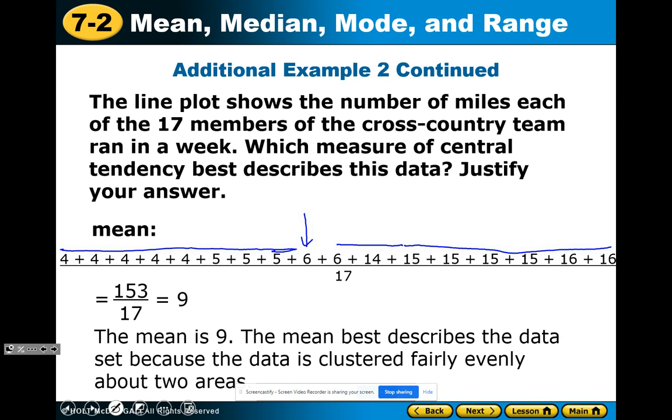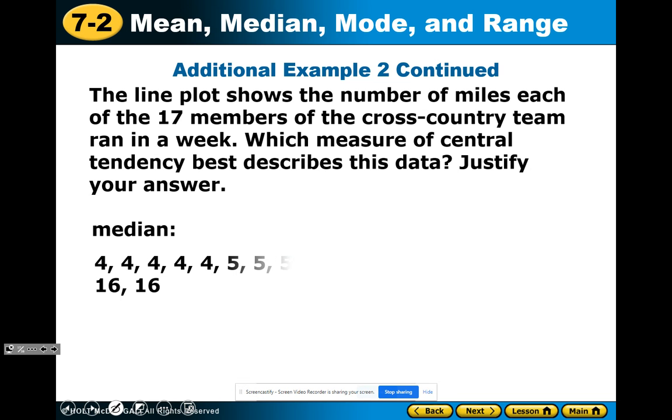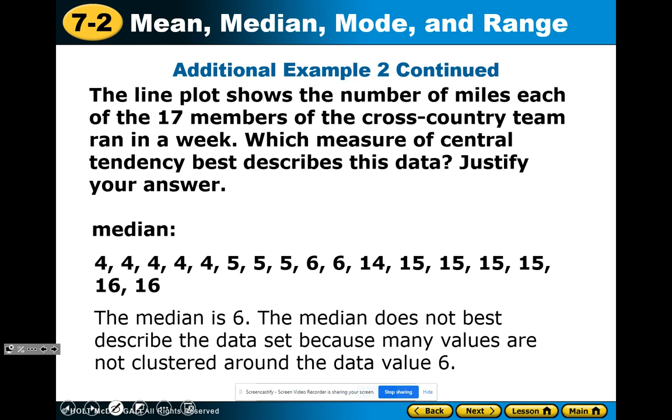So in this situation, they're kind of evenly distributed. Mean would be the best. So this is where you've got to think about it. Yes, doing the rote, oh my gosh, I did the work, fine. Being able to explain which one would be best is the key, not just putting an answer. I think median because, give me an explanation. All right, when we do the median, they list them in order, 6. That median does not best describe the set because many values are not clustered around 6. There were a decent amount around 6, but there were a lot that are away from 6, right? 9 was kind of right in the middle of them all.